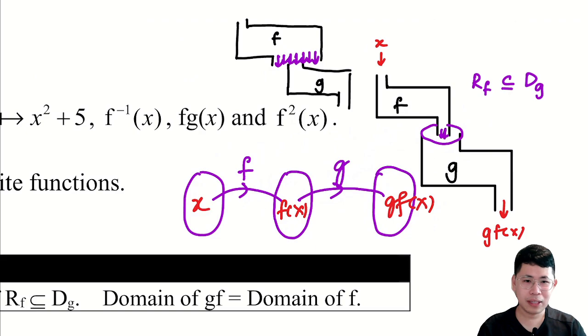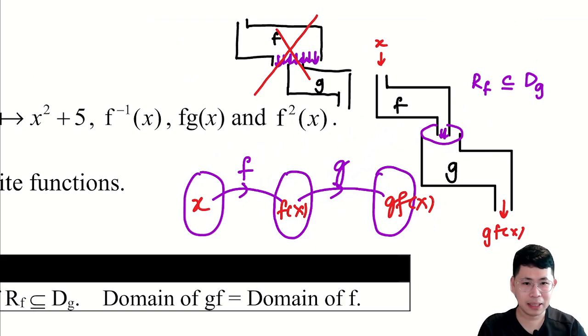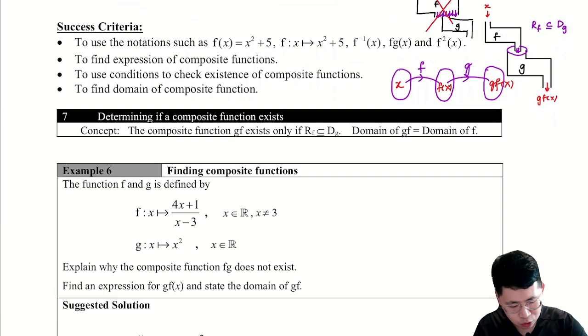How do we determine this? Because the range is a set and the domain is also a set, we are going to write them in set notation, or use interval notation, to help with our thinking process. Once again, this one would fail to be a function. So back to this one: the composite function exists only if the range of f is a subset of the domain of g.